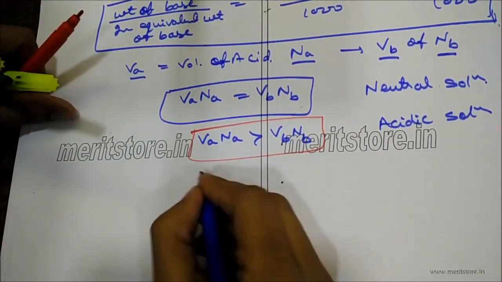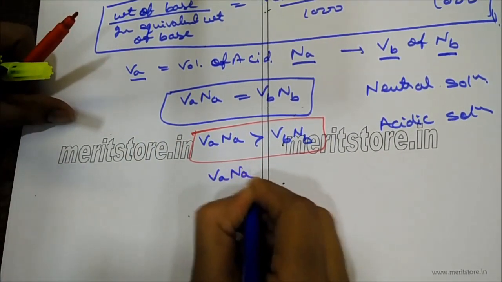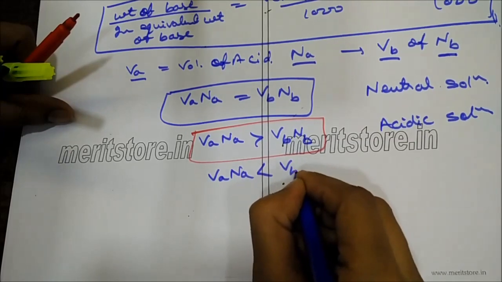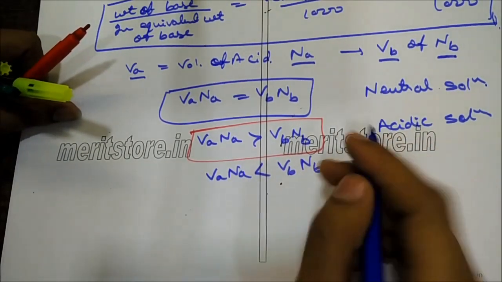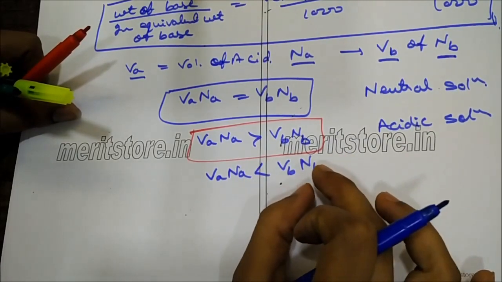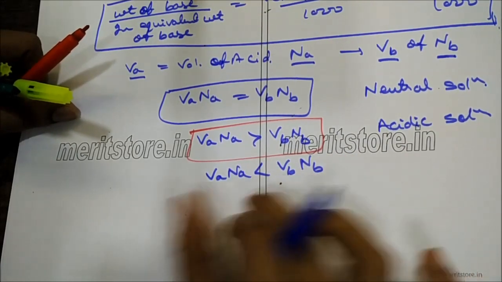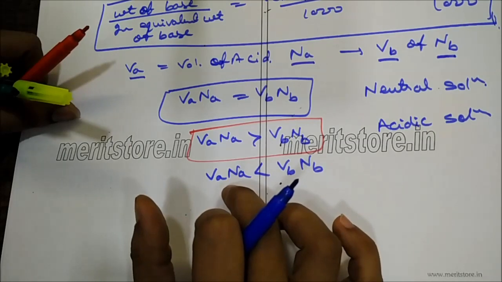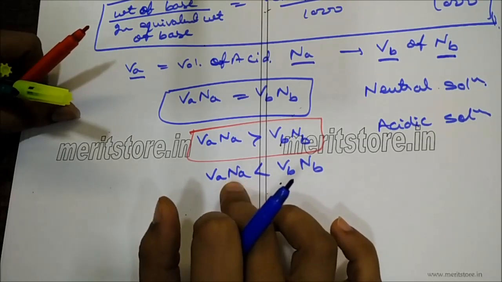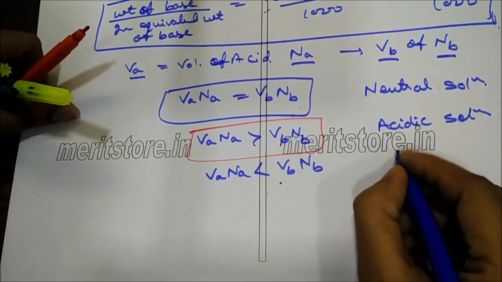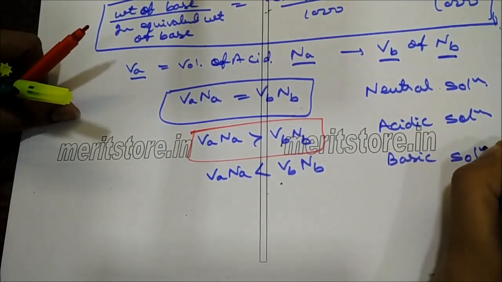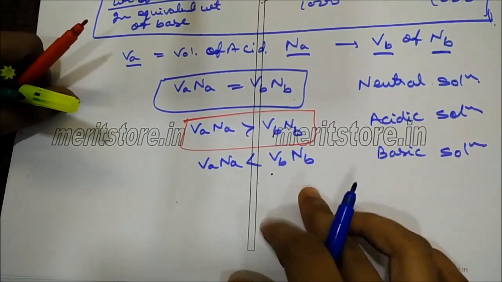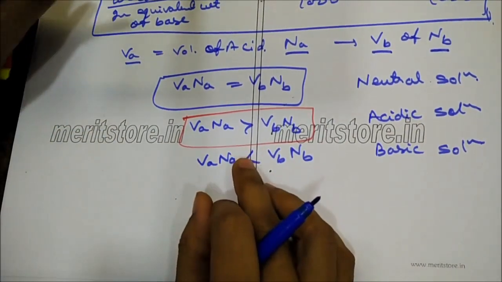If the product of VbNb is greater than VaNa, means the product of volume and normality of base is greater than the product of volume and normality of acid, then this type of solution will be basic in nature. So we can calculate the nature of solution.